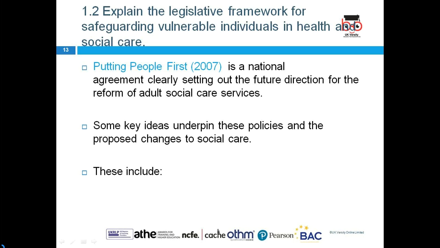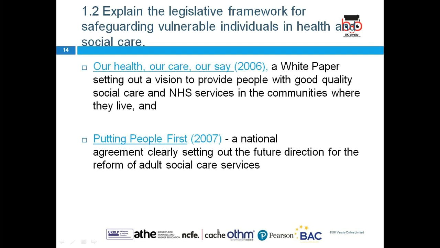Putting People First is a national agreement, setting out what the future direction will be for adult social care services. They've got some ideas that will underpin policies and changes, and again, they've got Our Health, Our Care, Our Say. That's part of it. It sets out a vision of what good quality social care is. And then Putting People First is a national agreement which sets out the direction of the reform. So under this banner, they've got both Our Health, Our Care, Our Say, and Putting People First.